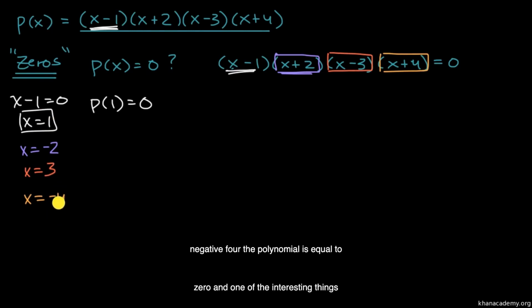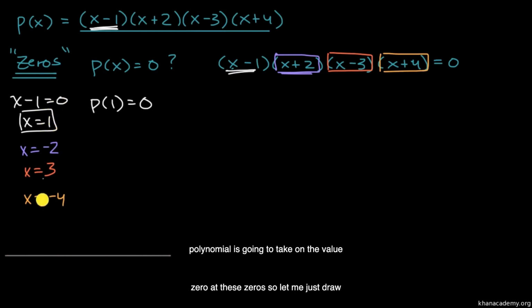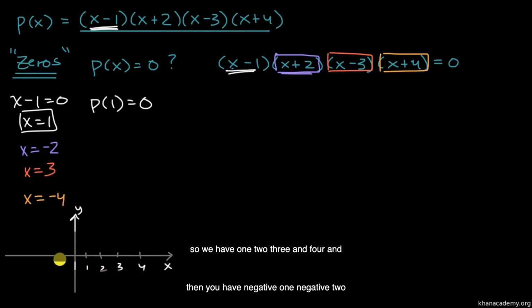And one of the interesting things about the zeros of a polynomial, you could actually use that to start to sketch out what the graph might look like. So for example, we know that this polynomial is going to take on the value 0 at these zeros. So let me just draw a rough sketch right over here. So if this is my x-axis, that's my y-axis. And so let's see, at x equals 1, so let me just do it this way. So we have 1, 2, 3, and 4. And then you have negative 1, negative 2, negative 3, and then last but not least, negative 4.